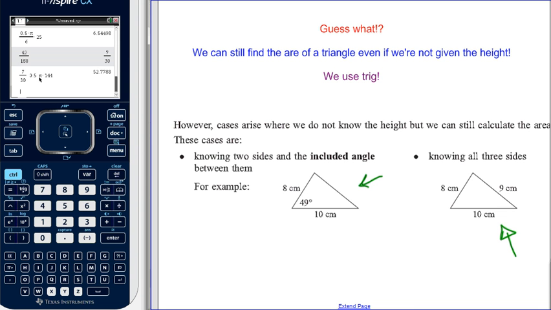The two cases where we can find the area of a triangle are if we know two sides and the included angle, and that angle has to be in between those two sides, so included. The other situation is knowing all three sides. So those are the two cases where it does not have to be a right triangle, but we can still find the area of it.